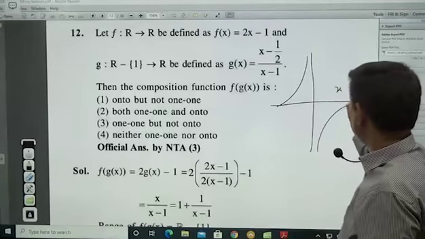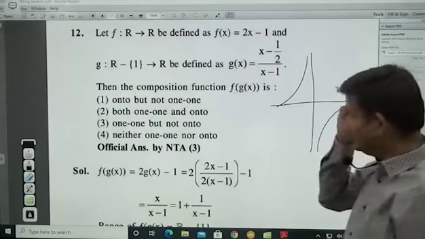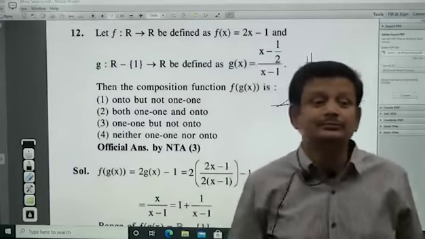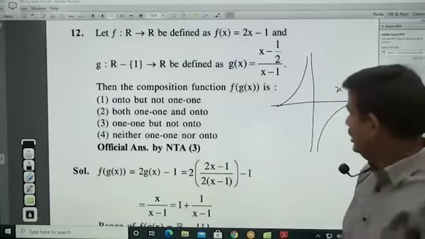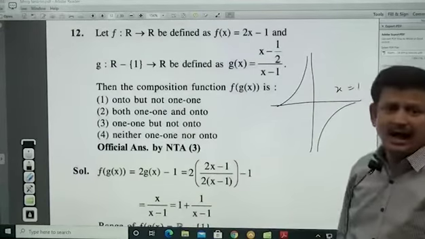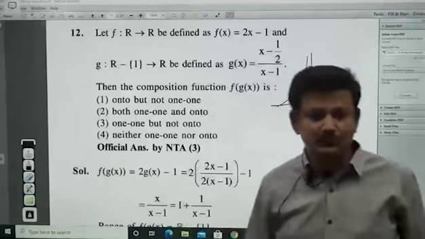Linear by linear will always be a rectangular hyperbola. This line is x is equal to 1. This line is y is equal to 1. Now, I will not even go deeper. Range is not R. So, this is not an onto function. One number will be missing.